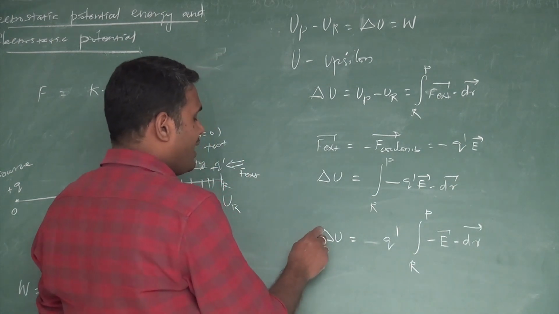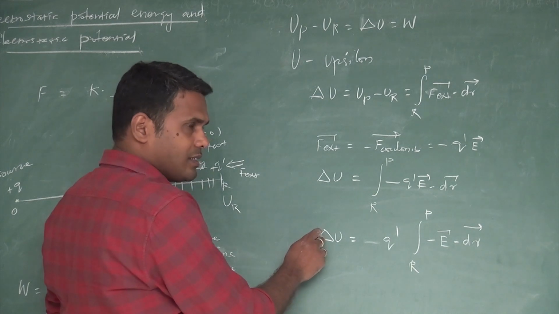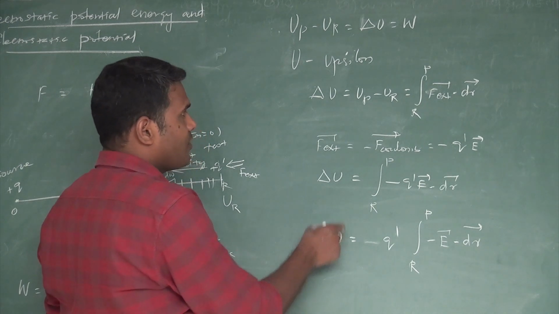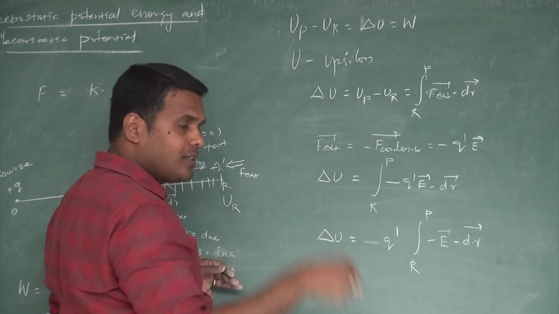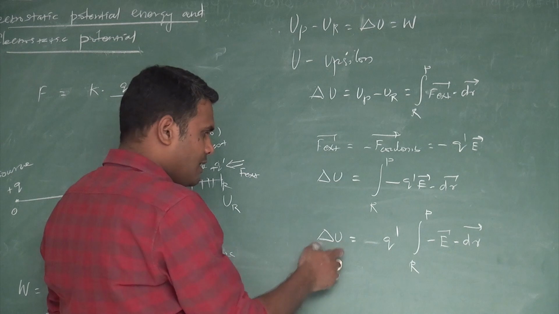Now, if you divide this potential energy difference, delta U is the potential energy difference, UP is the potential energy at the point P, UR is the potential energy at the point R, delta U is the potential energy difference.